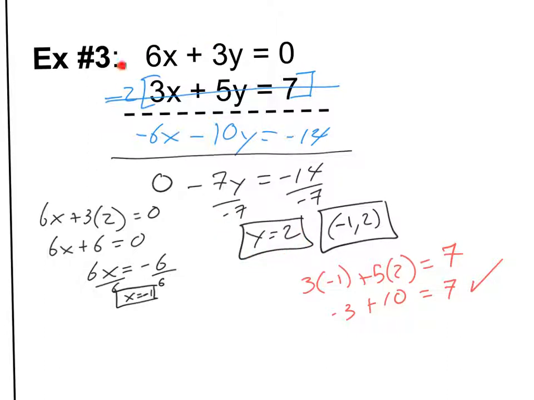Then I went ahead and plugged that into the top one. You could pick either one. I just didn't want to deal with all these negative signs, so I chose the top one. 6x plus 3 times 2 equals 0. That's 6x plus 6 equals 0. 6x equals -6. Divide by 6 and you get -1. So I got x equals -1, y equals 2.